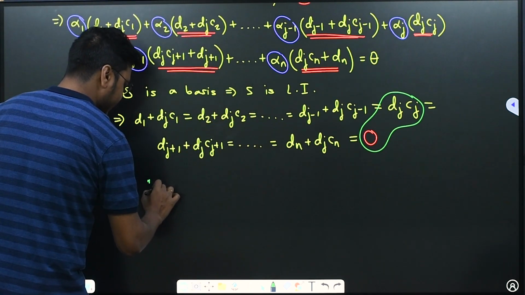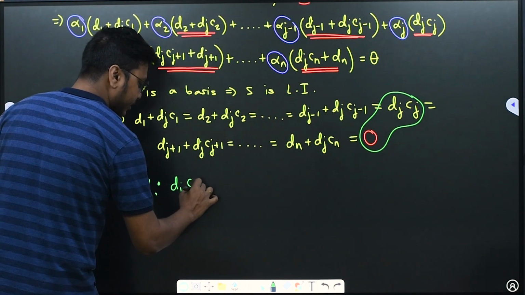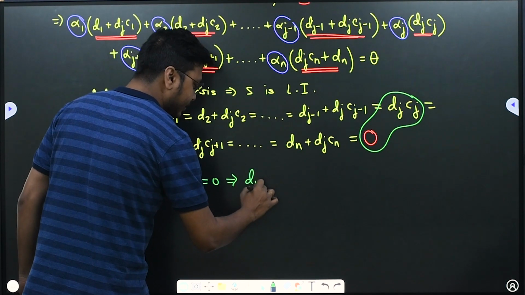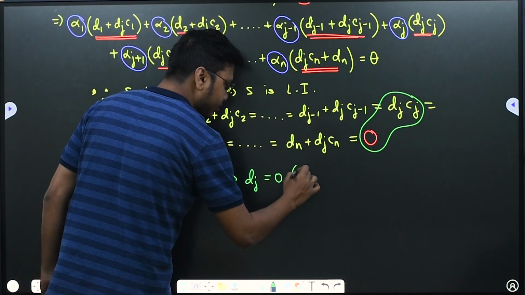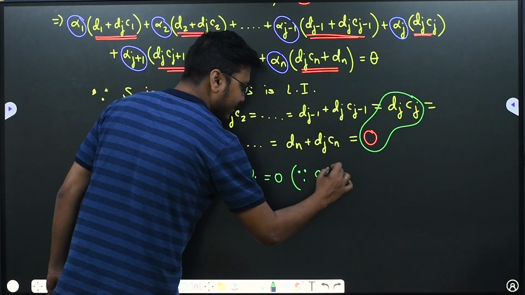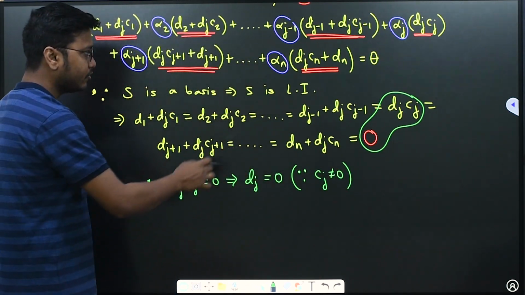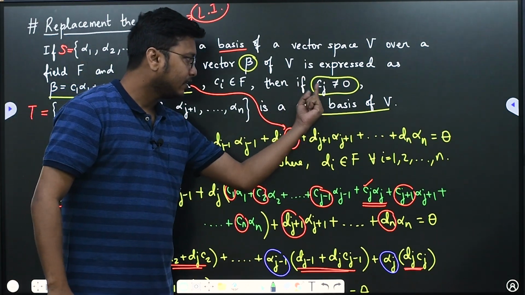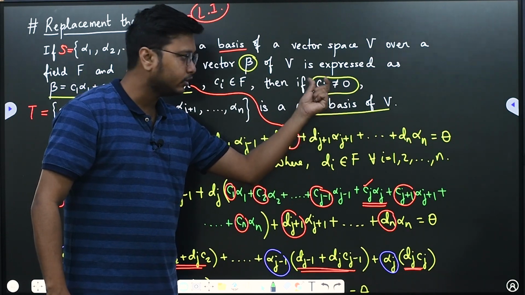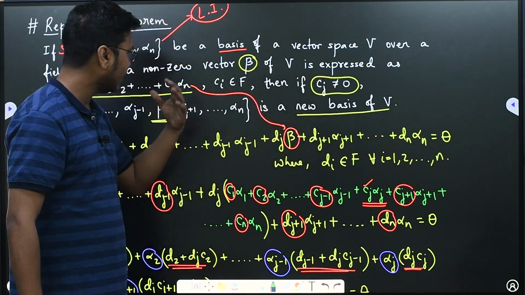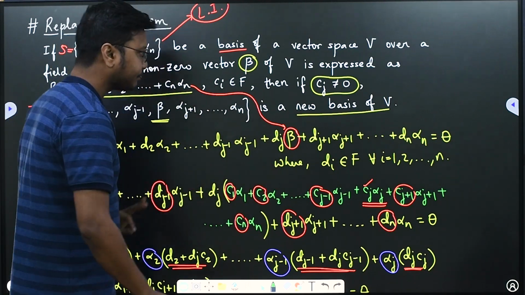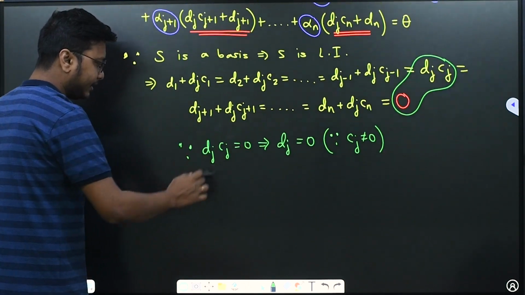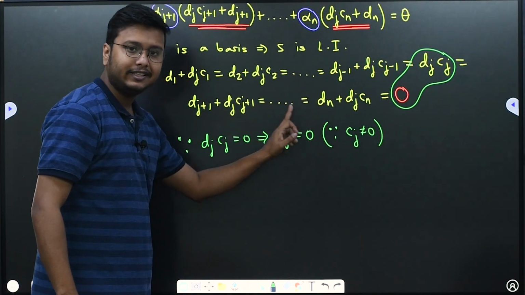So you can see that since dj cj equals 0, that's something I've got. This must imply that specifically dj has to be 0 because cj is non-zero. Now why is it non-zero? That condition is already told to me in the question, that corresponding to cj not equal to 0, the specific jth element not equal to 0, we are doing the replacement. So since the jth element cj is non-zero, dj has to be 0.